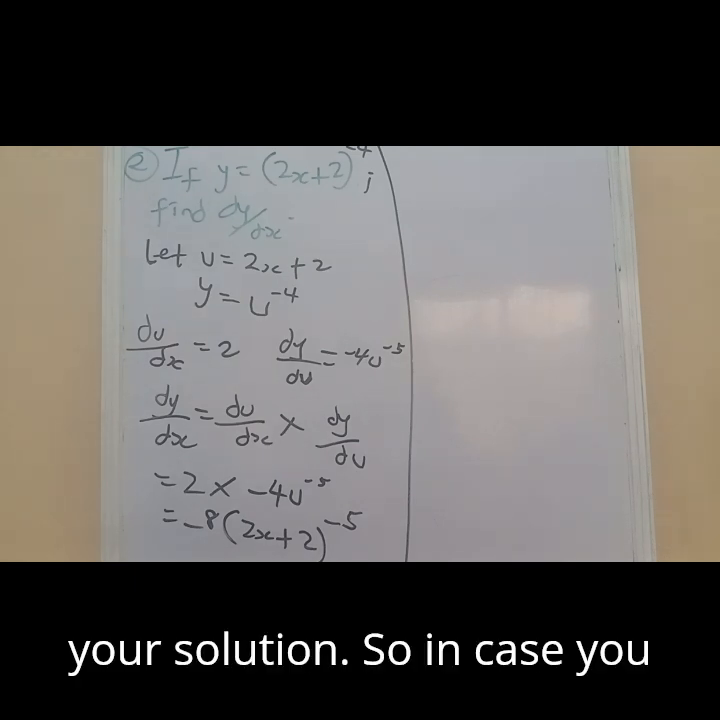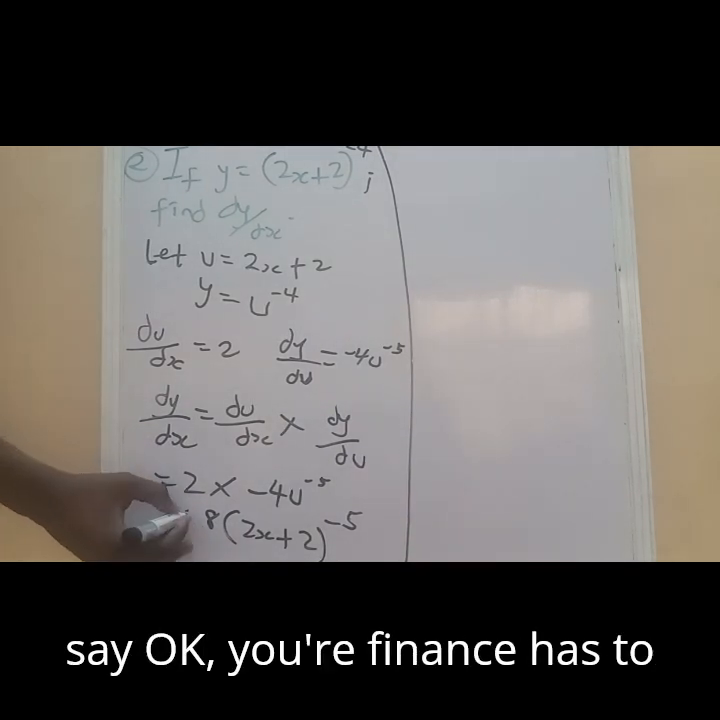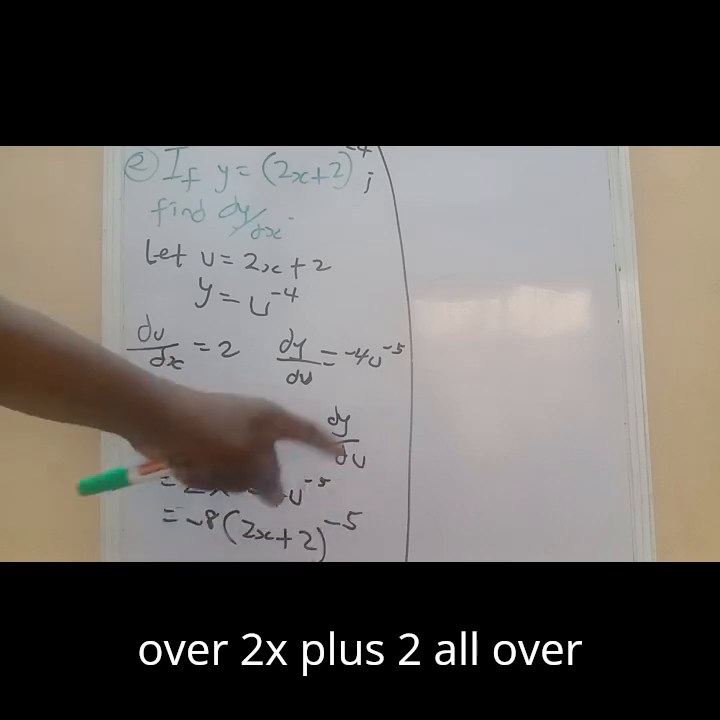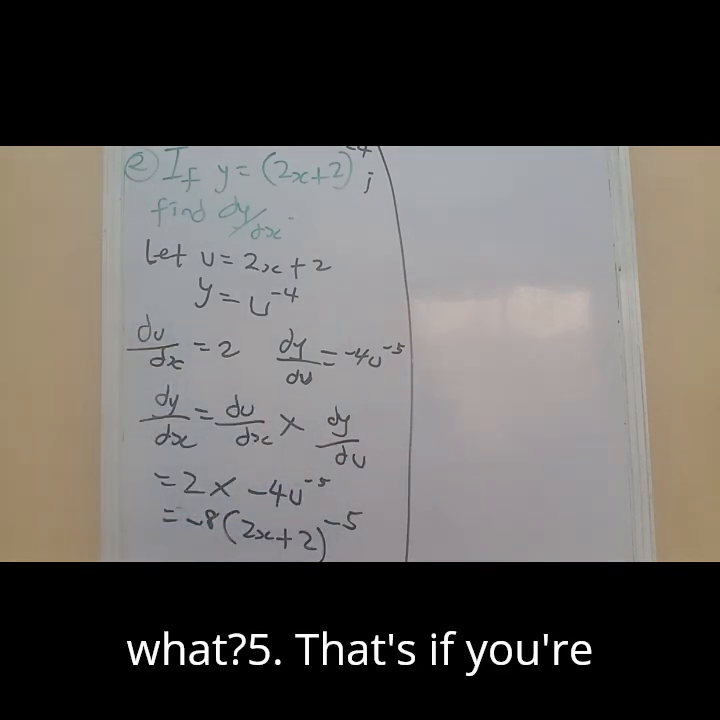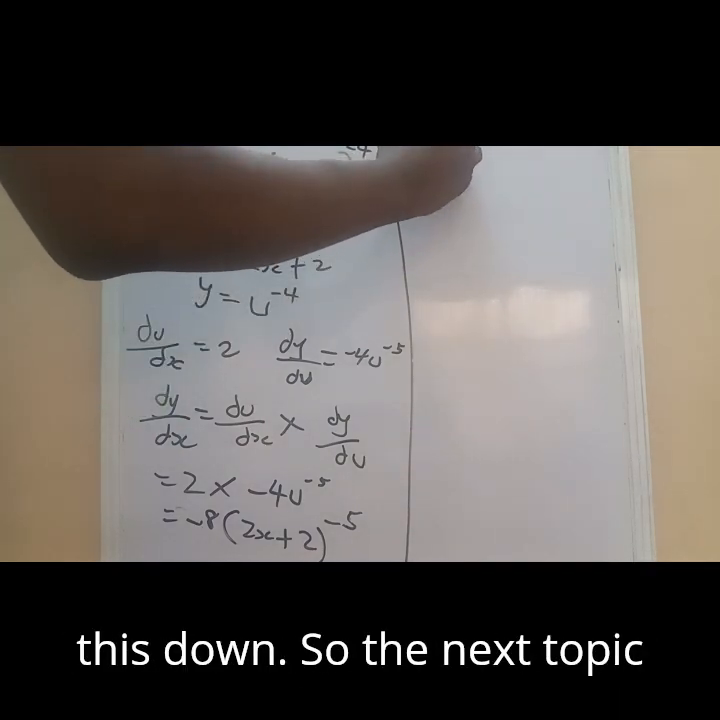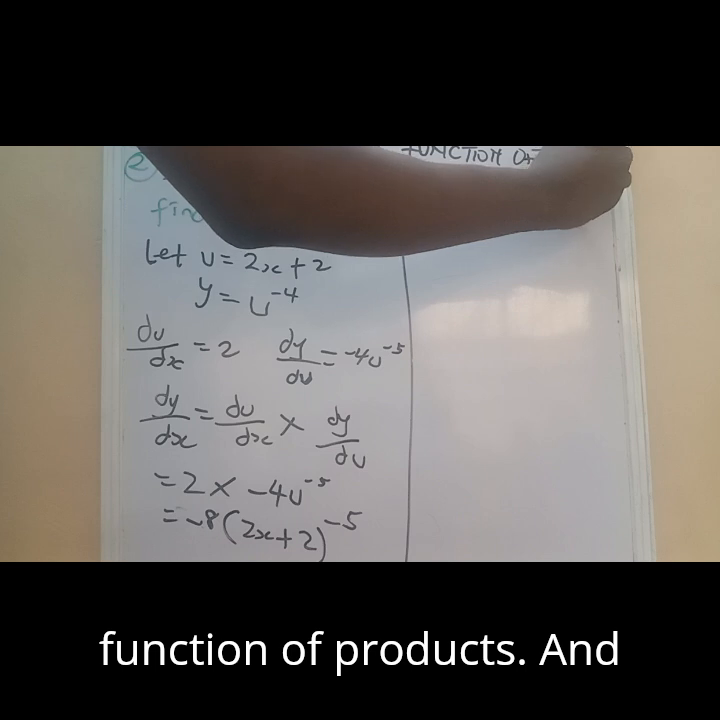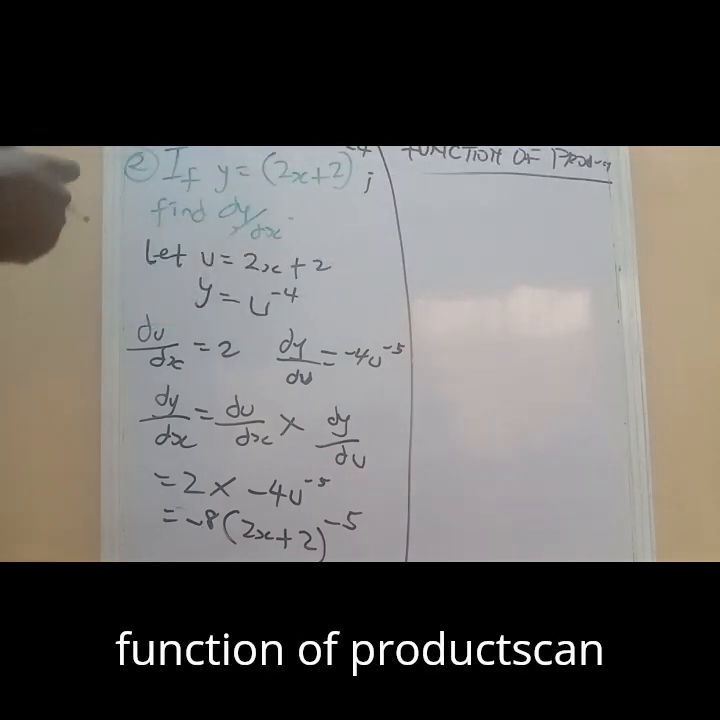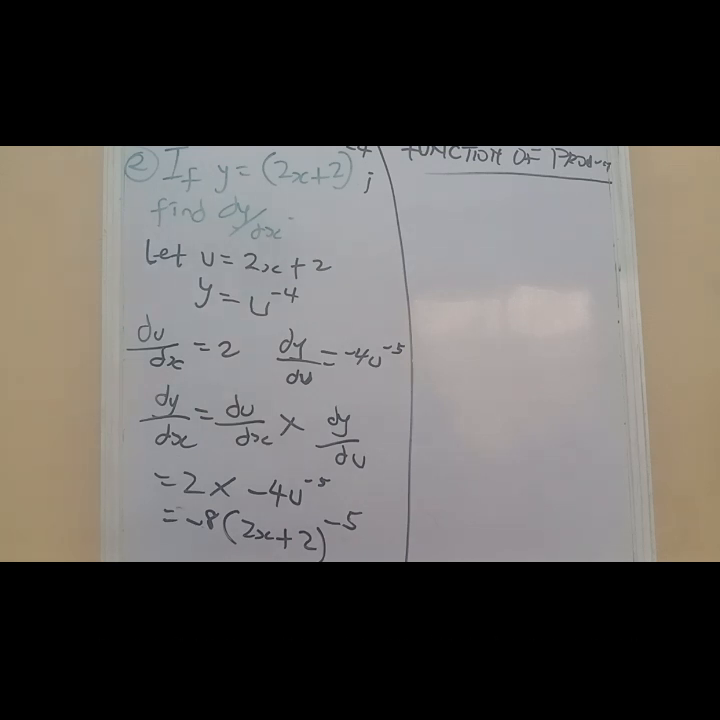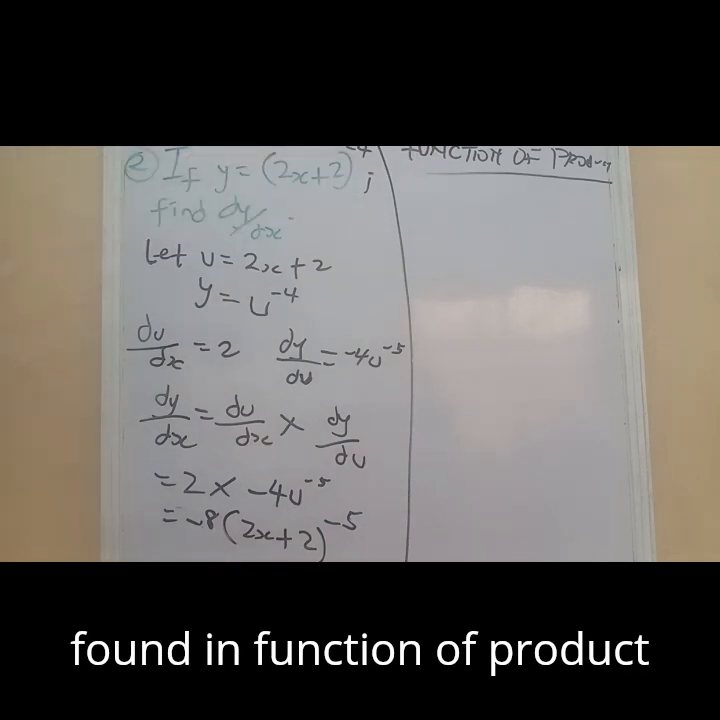So in case you want to do further arithmetic, you can easily say, okay, your final answer is going to be minus 8 all over 2x plus 2 all raised to the power 5. That's if you are taking away the minus and bringing it down. So the next subtopic is function of products. And function of products can actually come from function of function, because majority of the questions in function of function are actually found in function of product most times.